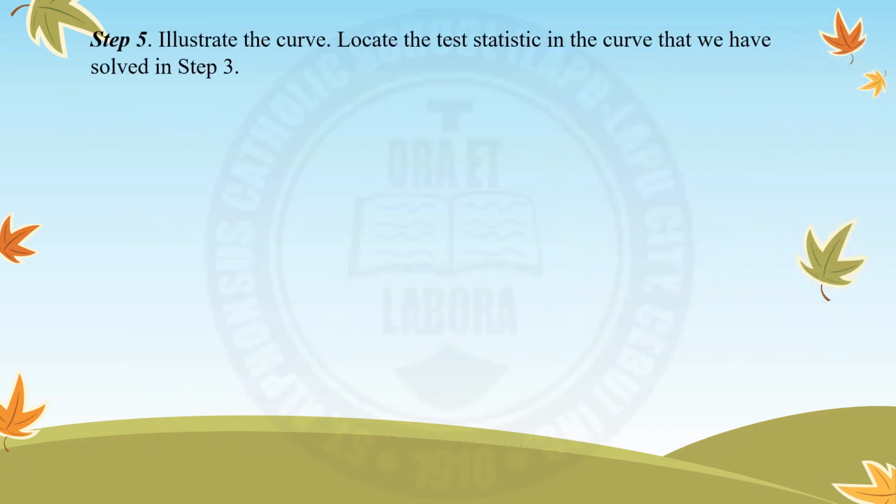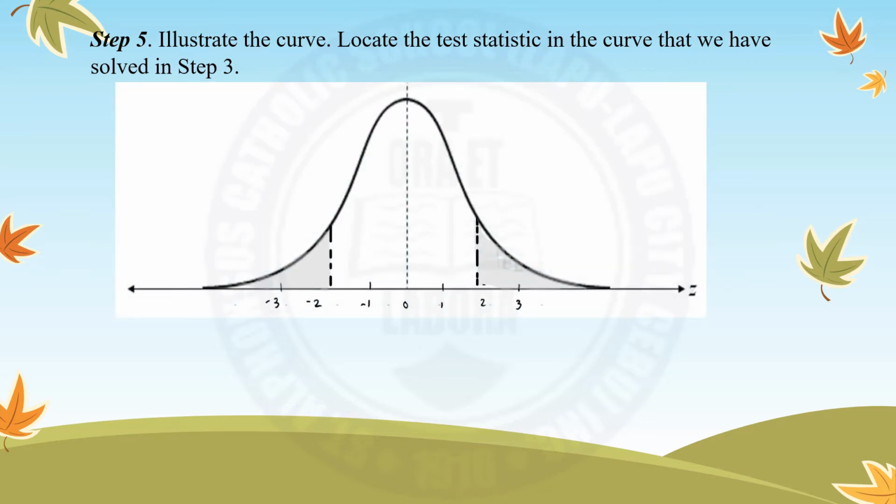For step 5, illustrate the curve. Locate the test statistic in the curve that we have solved in step 3. So this is our normal curve. The shaded parts are the rejection regions, which can be located at the left and the right tails. The non-rejection region is in between the rejection regions.